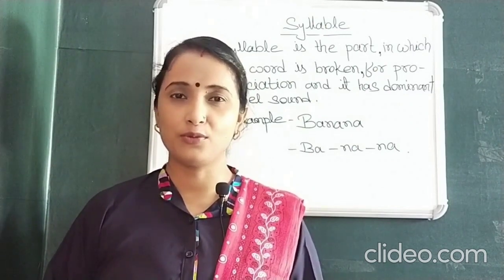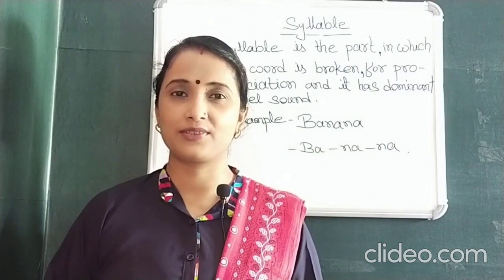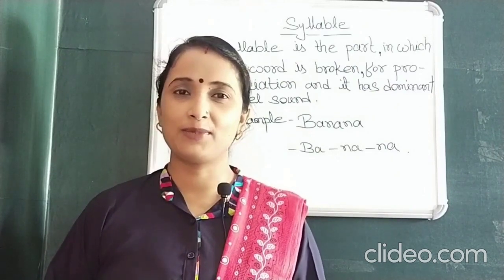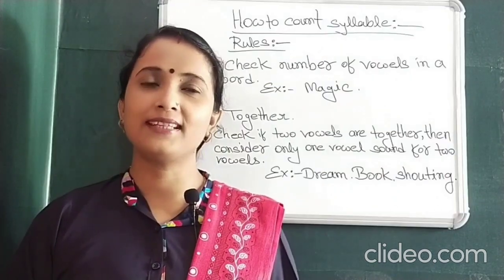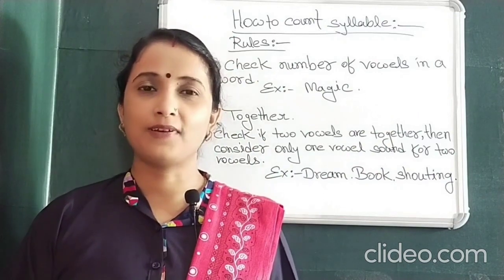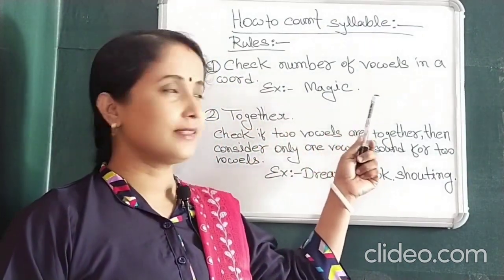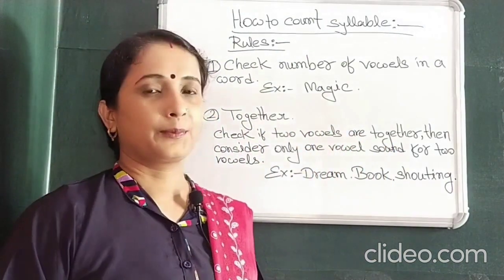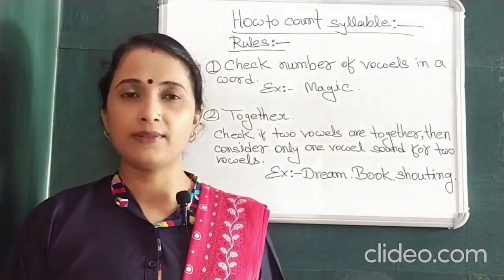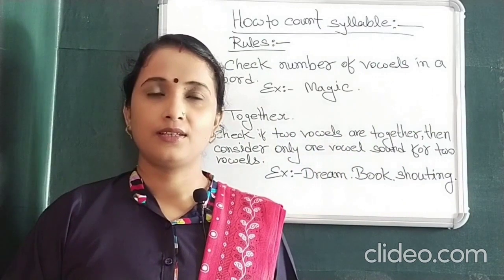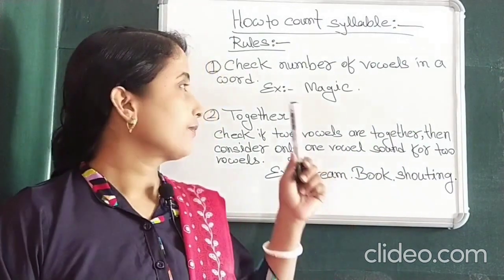Now there are some rules for how to count the vowel sounds. Let's see the rules one by one. How to count the syllable. So the first rule is to check the number of vowels in a word. Let's take an example.